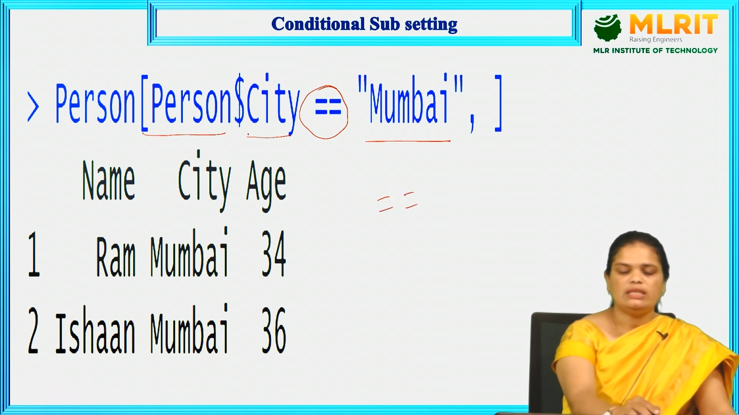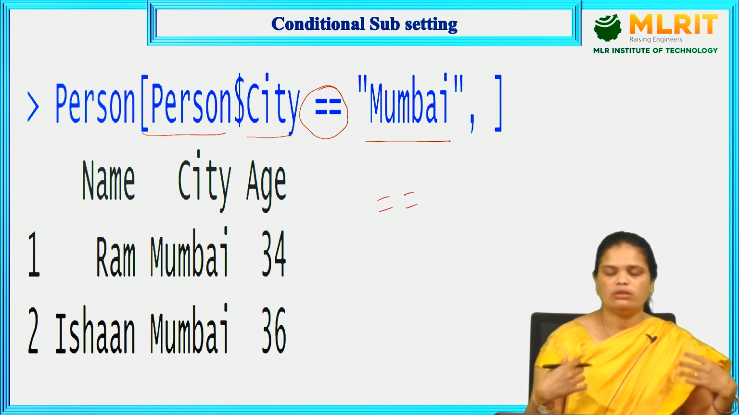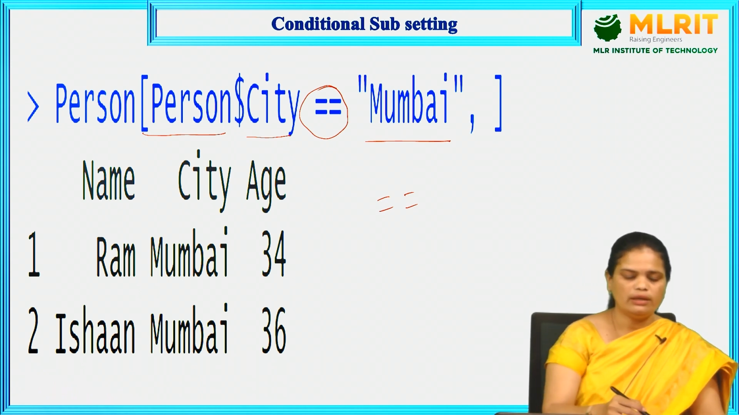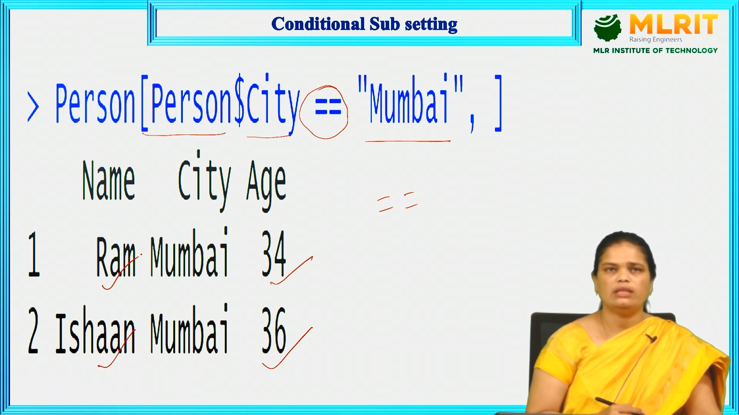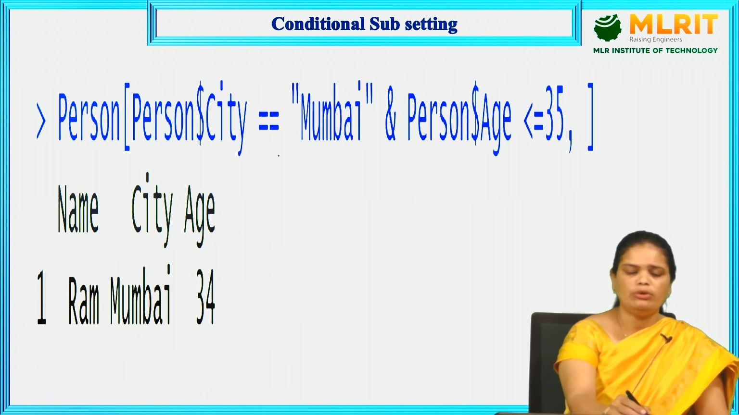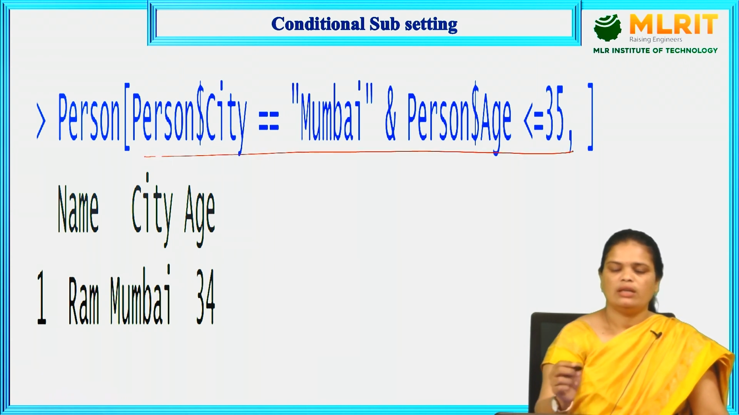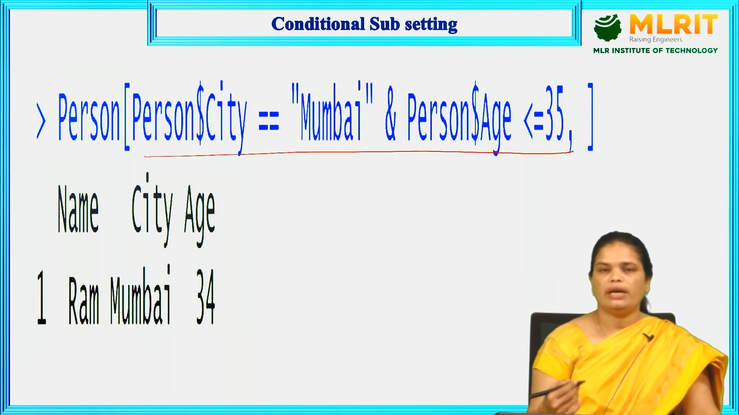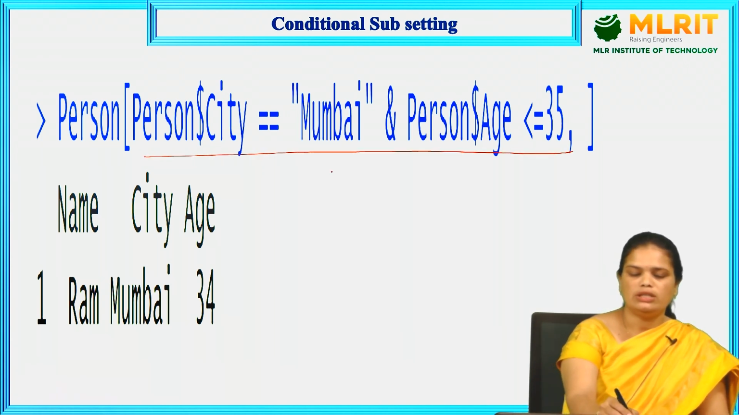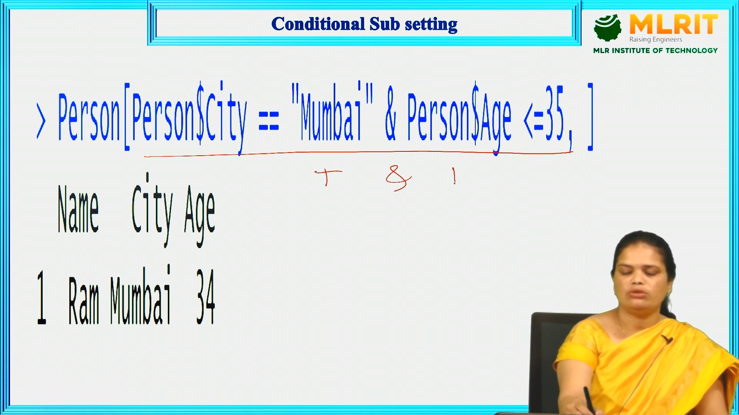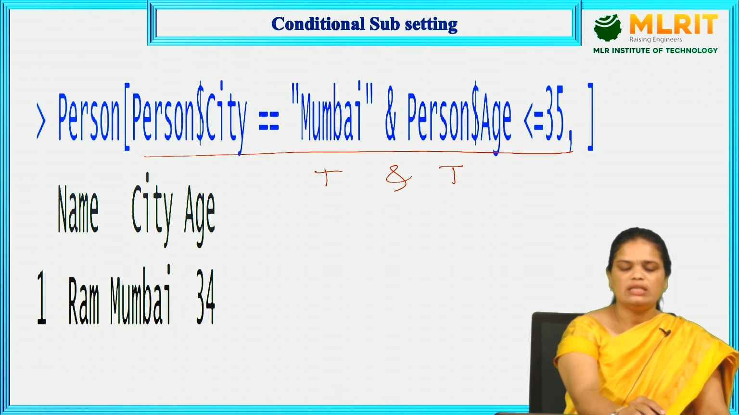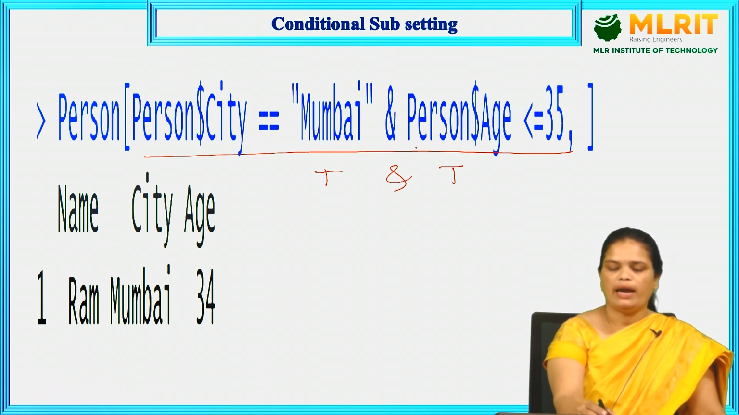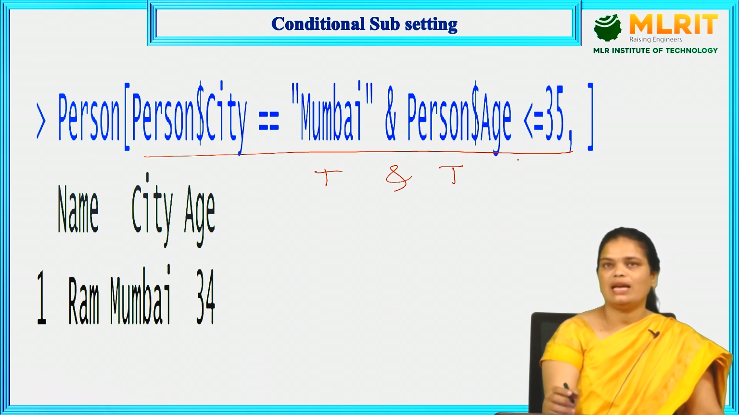So when the city is equal to Mumbai, then it is going to fetch the data here. So we have the 2 members, Ram and Ishan, having the city name as Mumbai. And I have one more condition here. Here I am using the AND operator. These conditions need to be true and these conditions need to be true, then only data will be fetched. Here the city is equal to Mumbai and the age needs to be less than or equal to 35.